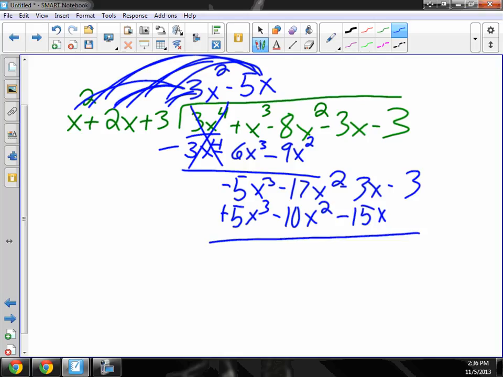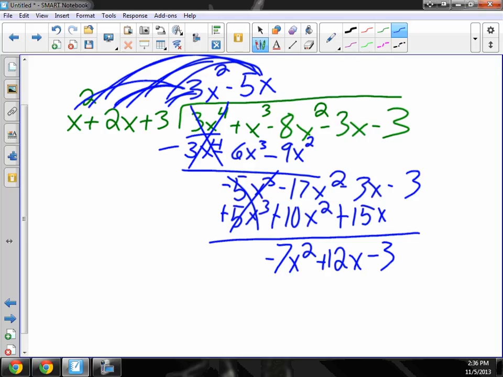Change all the signs. First one should always cancel. Then I get 7x squared. Negative 3 and positive 15 is plus 12x minus 3. Negative 7. Thank you. Sorry. Let me wait till you get caught up.